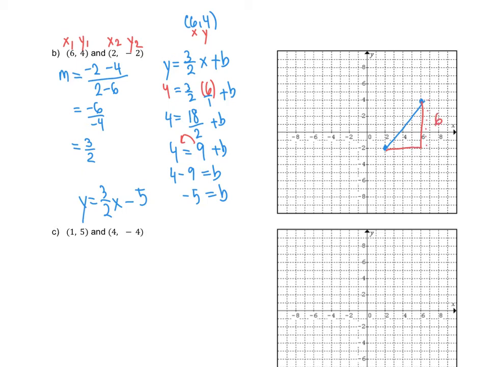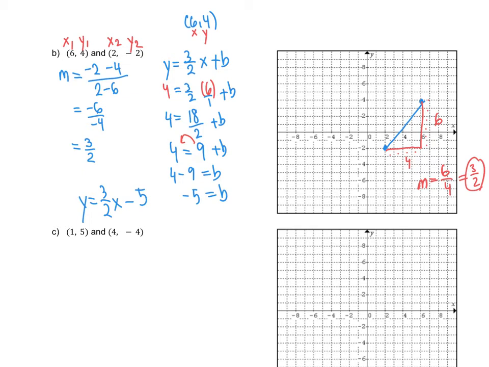6 for the rise, 4 for the run. So 6 over 4, which is the 3 over 2 that we got as well, so that's good. And then personally, you can extend the line with your ruler, or to be a little more accurate, I'm just going to apply my slope.